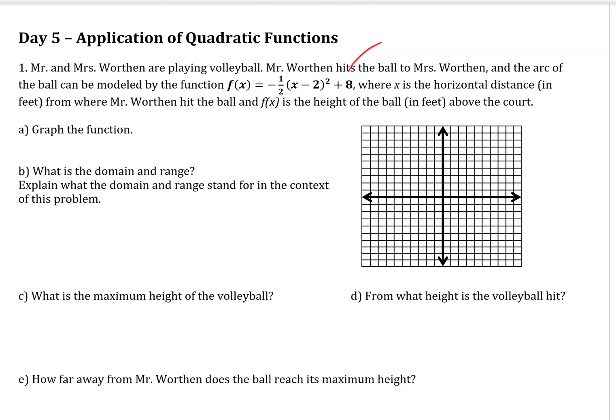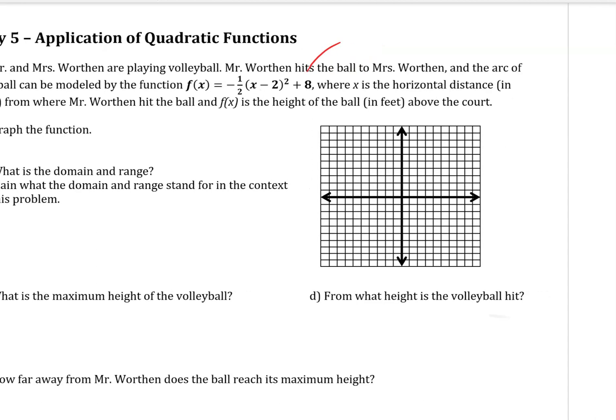So Mr. and Mrs. Worthen are playing volleyball. Mr. Worthen hits the ball to Mrs. Worthen, and the arc of the ball can be modeled by the function f of x as given, where x is the horizontal distance in feet from where Mr. Worthen hit the ball, and f of x is the height of the ball in feet above the court. So first we're going to graph the function.